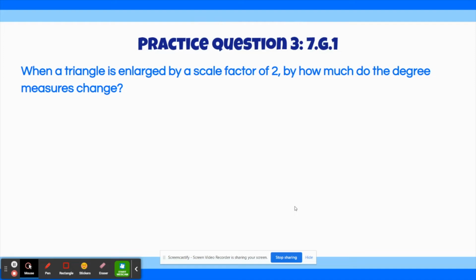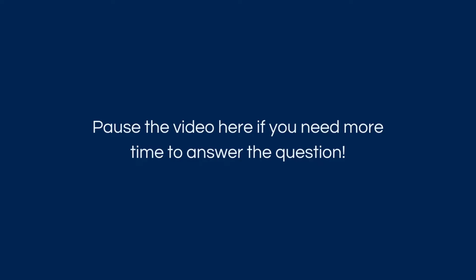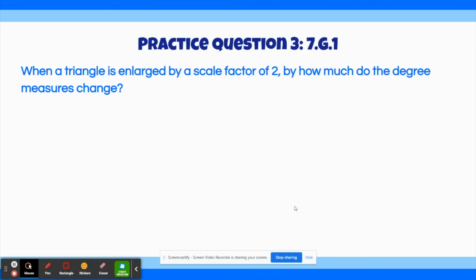Okay, the third practice question says, when a triangle is enlarged by a scale factor of 2, by how much do the degree measures change? The correct answer to this question is 0. So this is kind of a trick question.